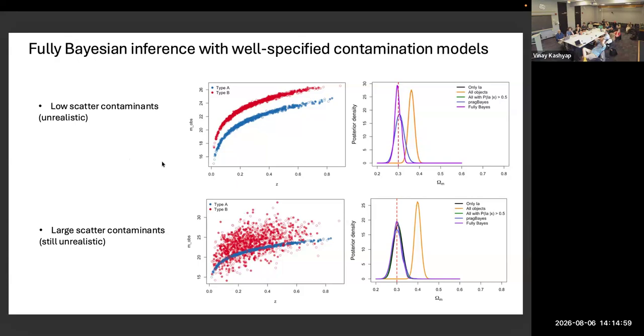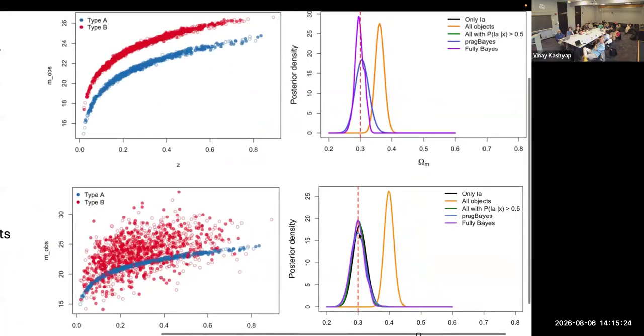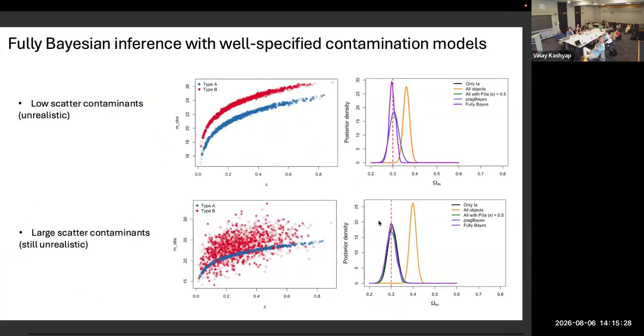We can still get information, so that's what I'm showing in this lower one, which is still unrealistic, but more realistic, where the contaminants are much more widely scattered. So basically the purple posterior is still better constrained than the blue one, which only fits the 1A. So if we had the correct model, we can still get some information from that high scatter. What's the orange curve? Is that all objects? Orange would be just fitting the 1A model to all objects.